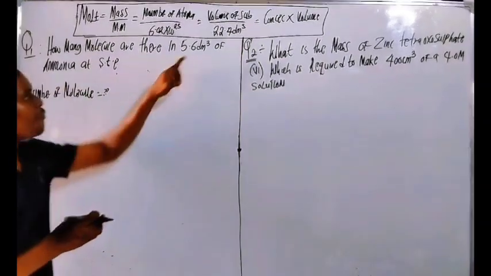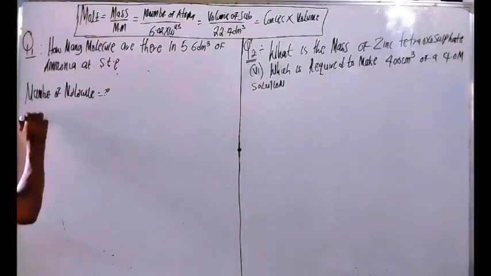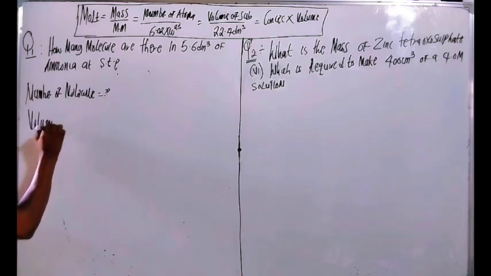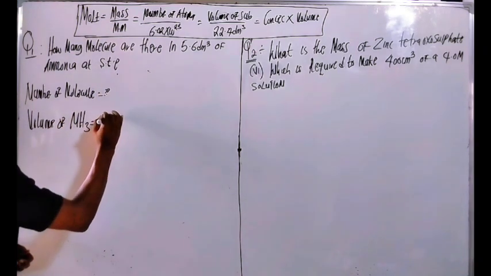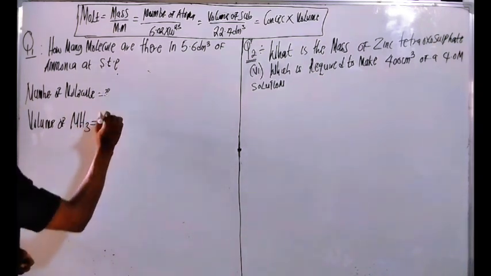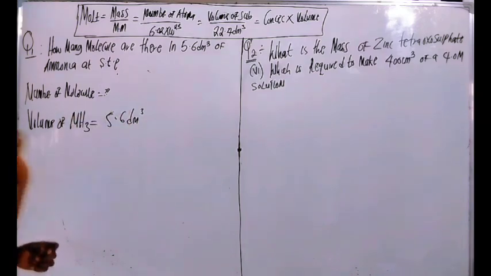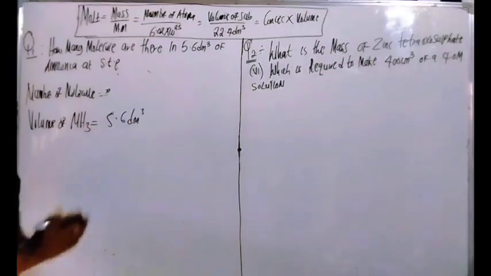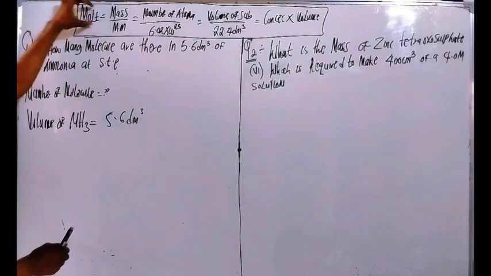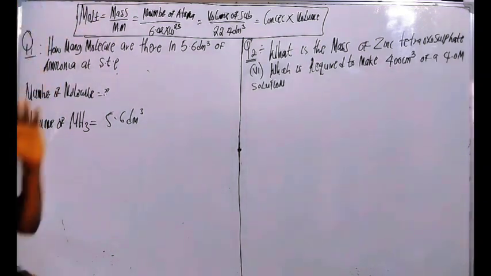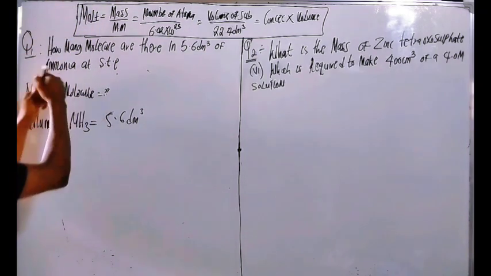Now, they gave us the volume of the compound, the volume of ammonia. So the volume of NH3 is given to be 5.6 dm cube. They say at STP. So, how do you calculate the question here? Remember, mole equals mass per molar mass. They did not say we should calculate mole. So we are not using that. We are not asked to calculate mole. So this one is out of it.